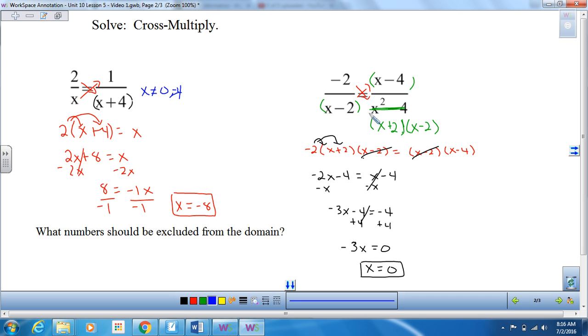Here, x cannot equal positive 2, because that would give me a 0. If either one of these factors were 0, then the whole denominator would be 0. So x can also not equal negative 2 or 2 again. Since I got 0 and not 2 or negative 2, this answer is acceptable.